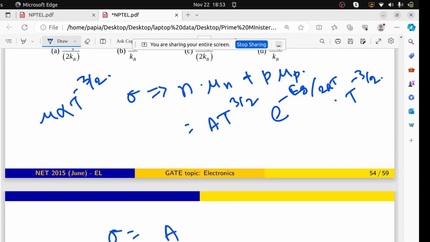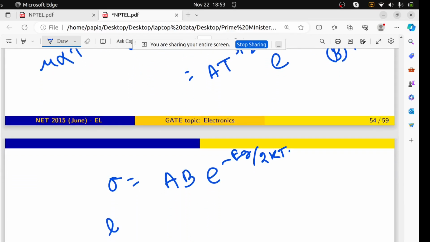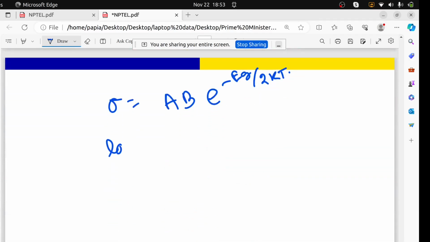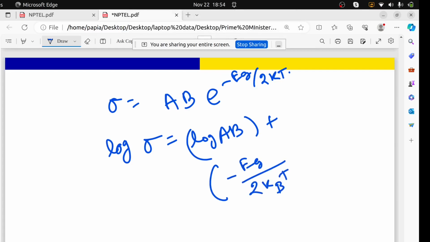Sigma will be, let's say A, actually it is not exactly T to the minus 3 by 2. There is some constant also, B into T to the minus 3 by 2, let's say. So AB e to the power minus Eg by 2 kBT, and you can see here T to the 3 by 2, T to the minus 3 by 2 will cancel out. So if I write here log of sigma, then it will come as, let's say, log of AB plus minus Eg by 2 kBT, right?